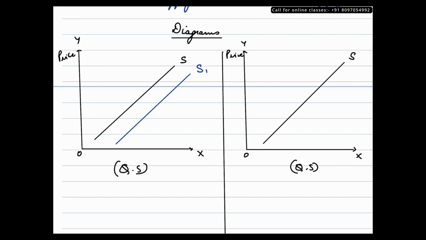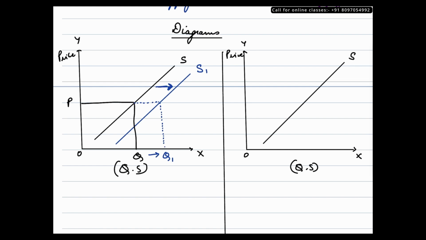Let us say this is supply 1. We also studied that now more would be supplied at each and every price point, right? Let us say this is the initial price and quantity situation, P and Q. Now when the supply curve shifts to the right, at the same price P, a larger quantity will be supplied by the sellers. Let us say Q1.